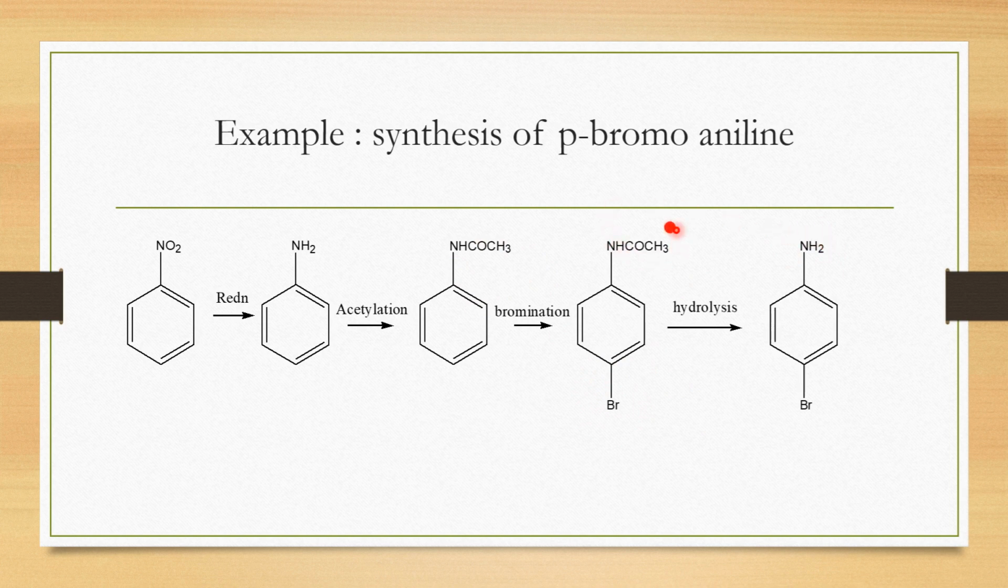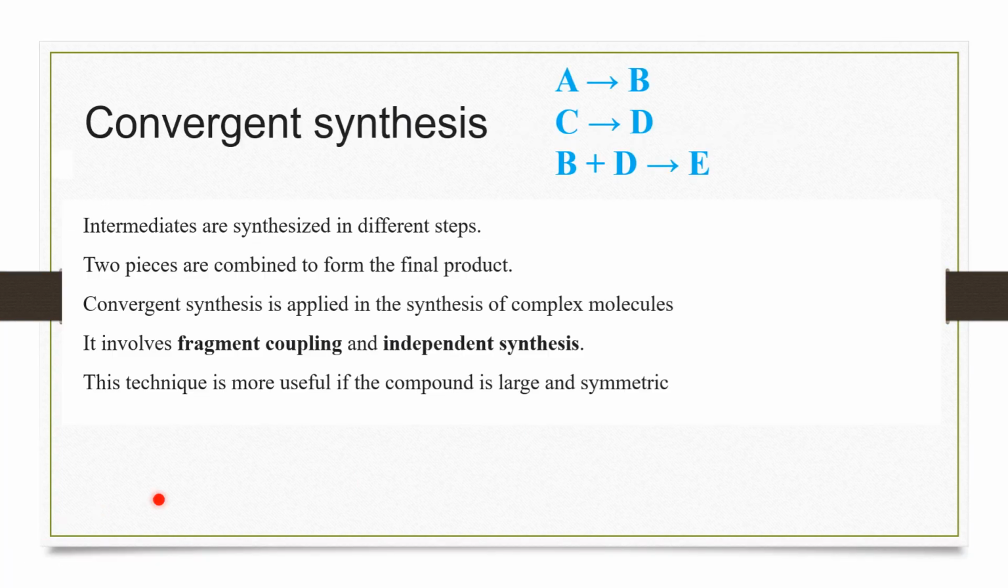But our product is NH2, so now we need to deblock this. We will carry out hydrolysis, which is carried out to remove COCH3. So this is an example of linear synthesis. From A to B, then B goes to give C, C to D and D to the product. This is called linear synthesis, and at each step some product is lost. Such a synthesis is not a green method and should be avoided because the product amount is less and there is loss of product.